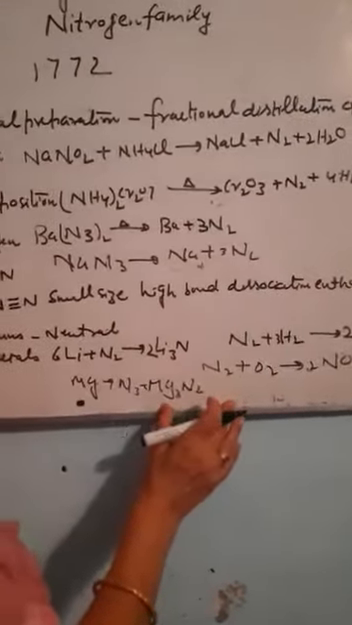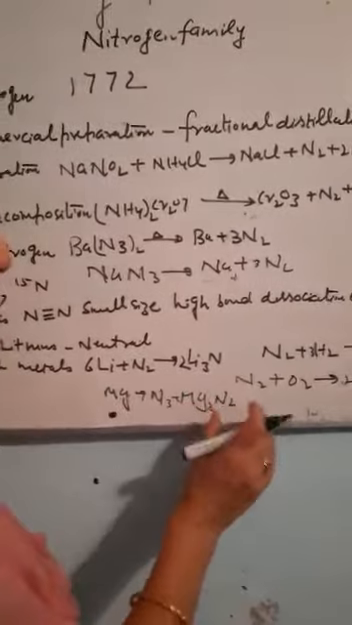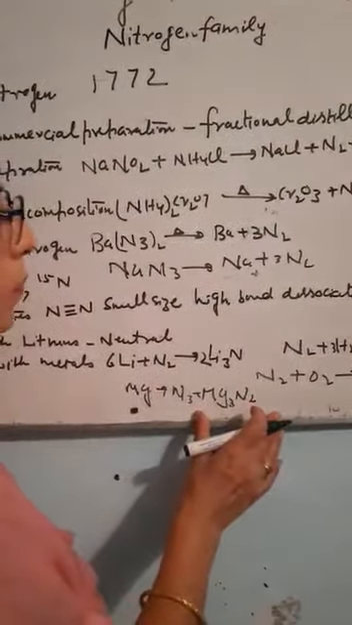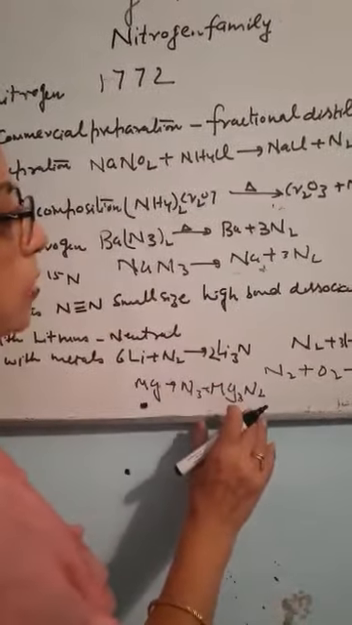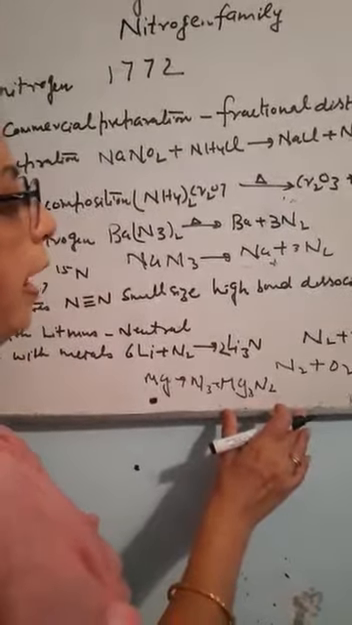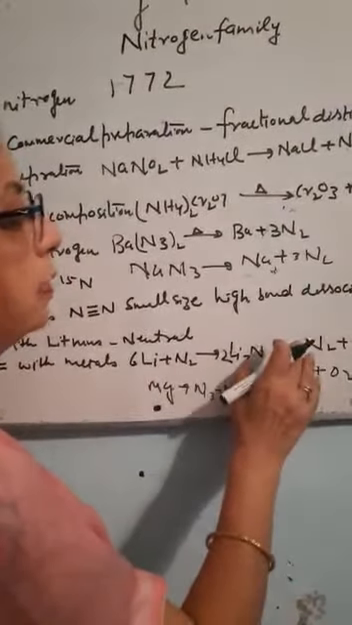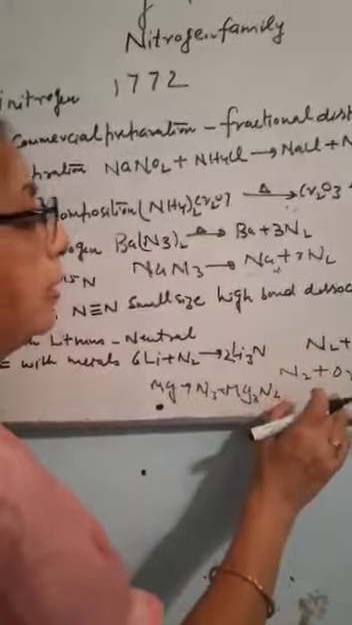Nitrogen is a good refrigerant. It is used in the steel industry. It is used for the formation of inert atmosphere. And there are so many other uses. For the manufacturing of ammonia, it is used.